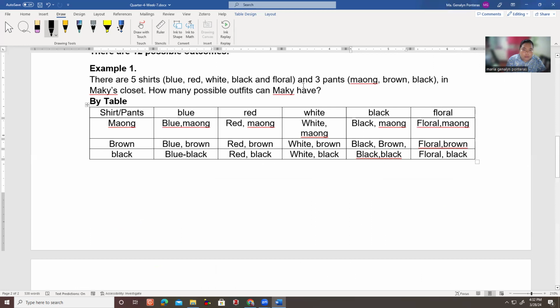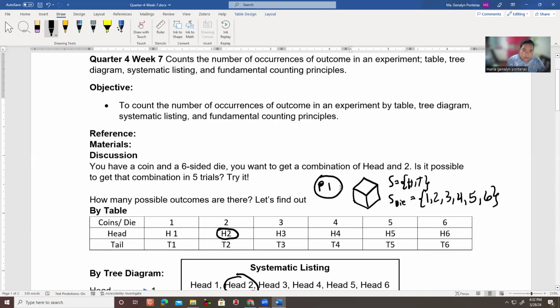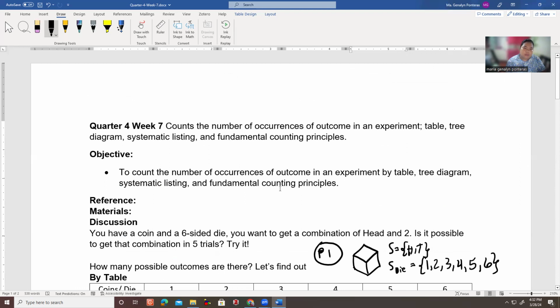So what are the ways of getting the number of possible outcomes? The ways are by experiment, by table, tree diagram, systematic listing, and fundamental counting principles. If you still have questions, you can put them in the comment section, or drop any questions that you think are related.